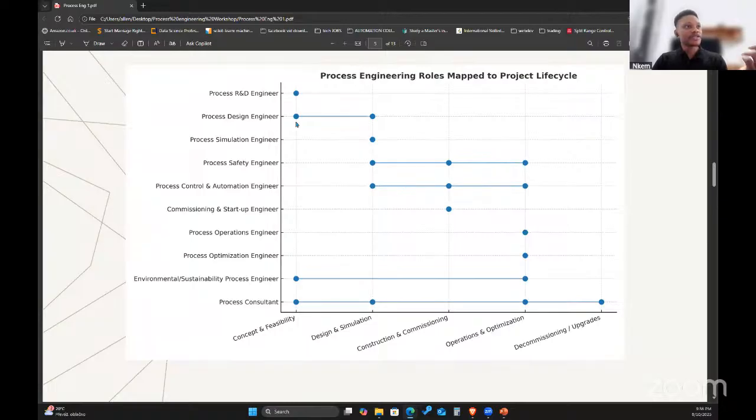And also the design engineer, they are also involved in the concept and feasibility because they have to design the concept. And also you have the environmental sustainability engineer. I never mentioned this before.